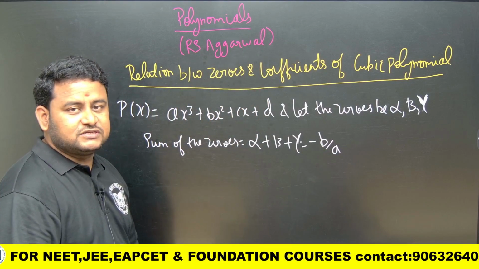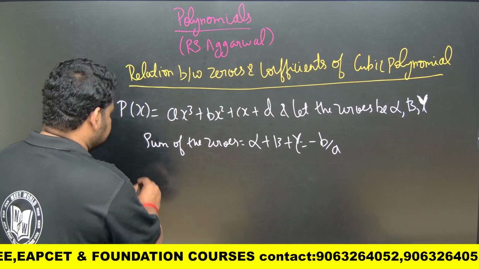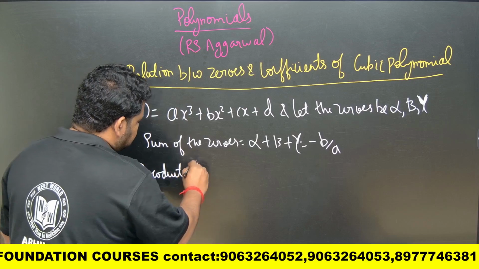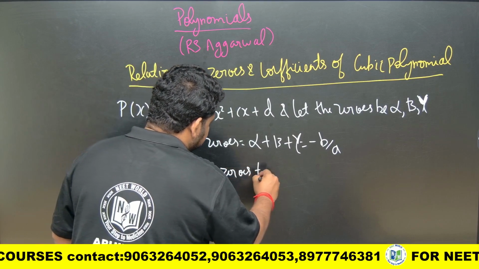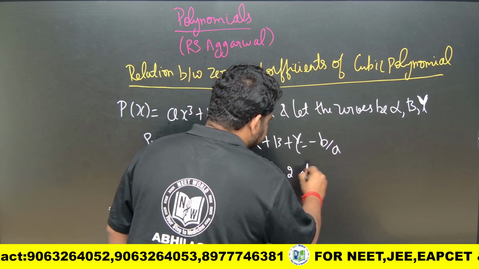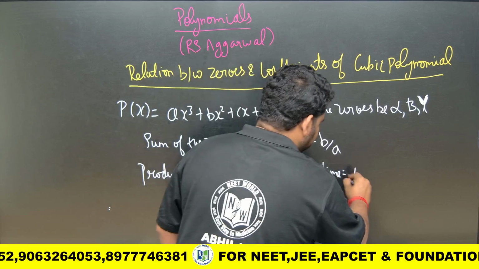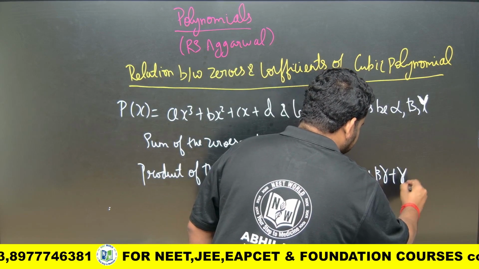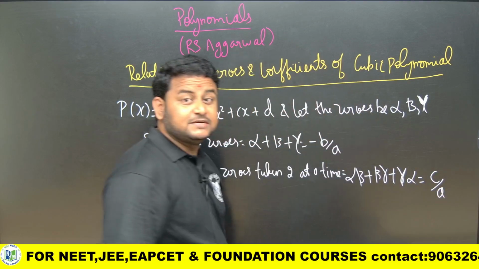Then the product of the zeros, it is not just the product of the zeros, it is the product of the zeros taken two at a time. That means alpha into beta plus beta into gamma plus gamma into alpha, that is nothing but c by a. Remember this.